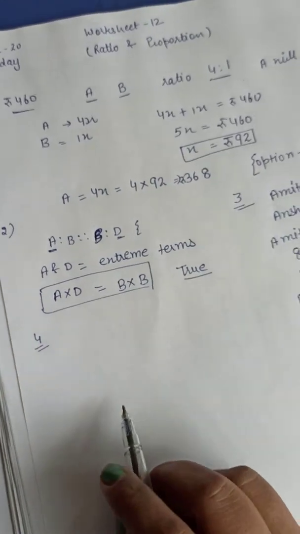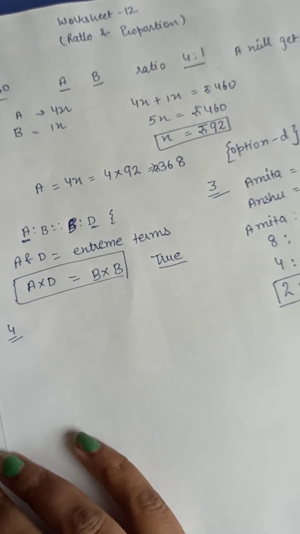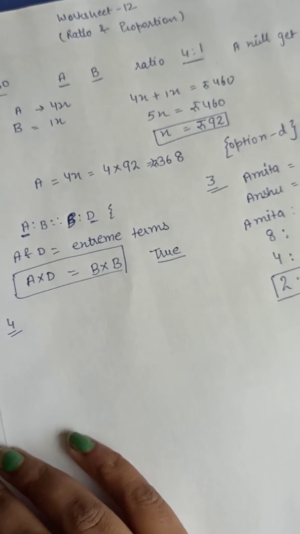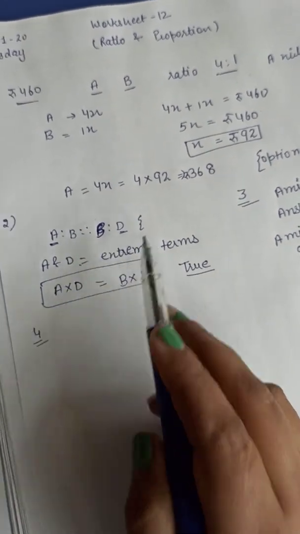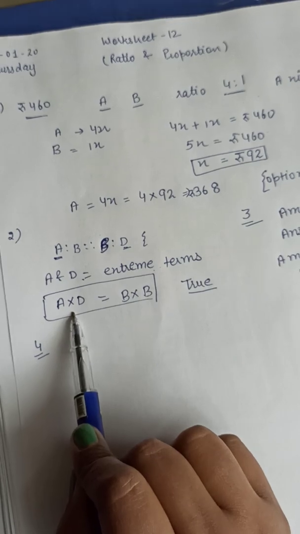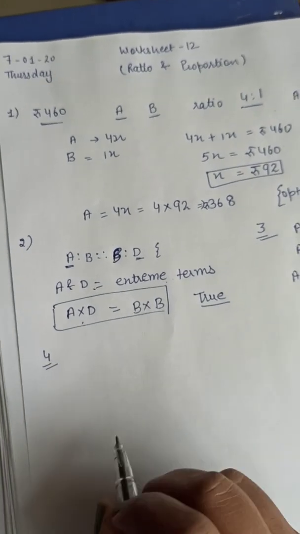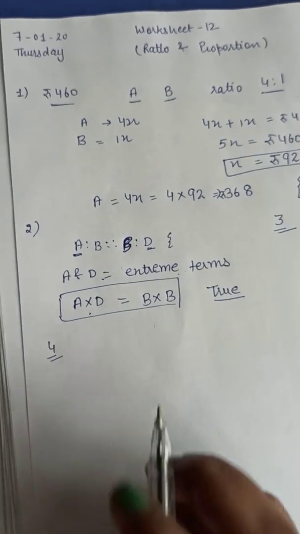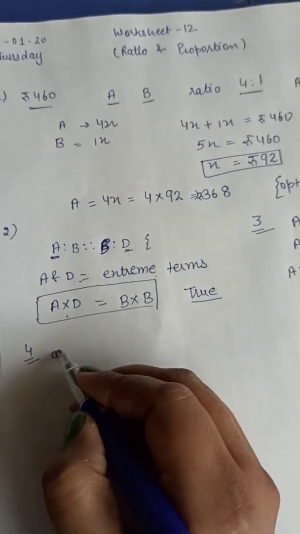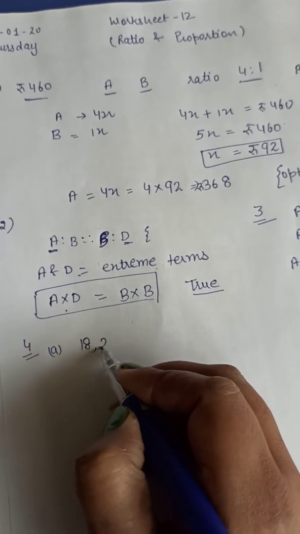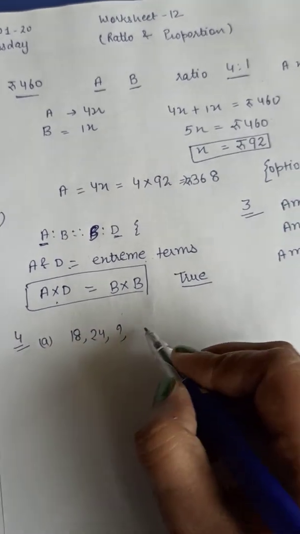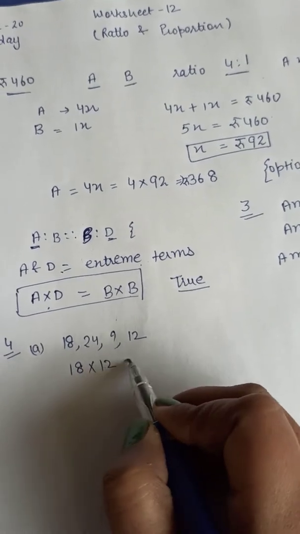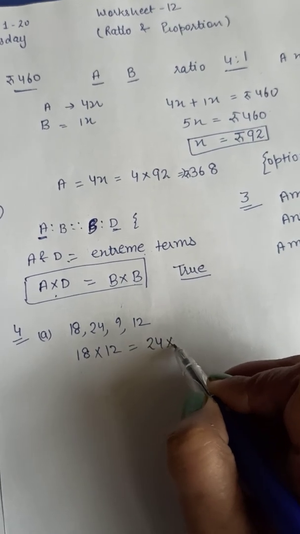That is, which of the following are in proportion? So look, proportion's condition here we have studied that product of extreme equals to the product of the middle terms. It can be same and it can be different. Now first is this 18, 24, 9 and 12. So we will check that 18 multiply 12, is it equals to 24 multiply 9.